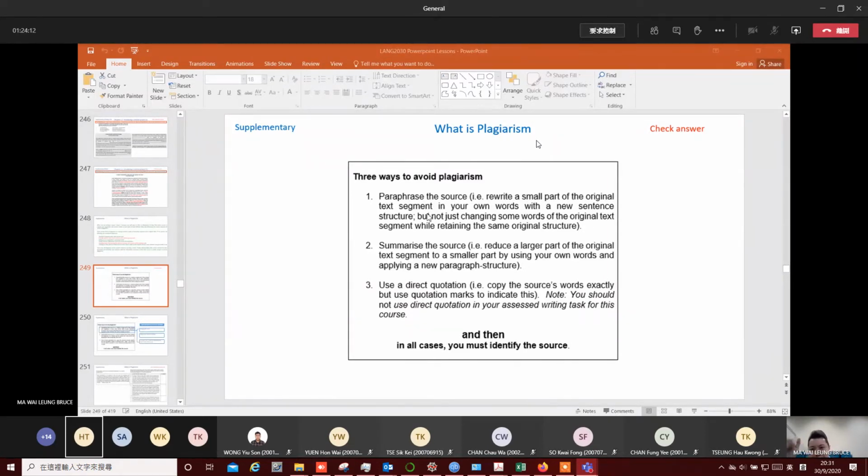So what I mean is that you should change some of the wordings, but that's not enough. You need to change the structure as well. Use another sentence structure to do it. Don't use the same sentence structure. And also you have to give credit. You have to cite the authors.